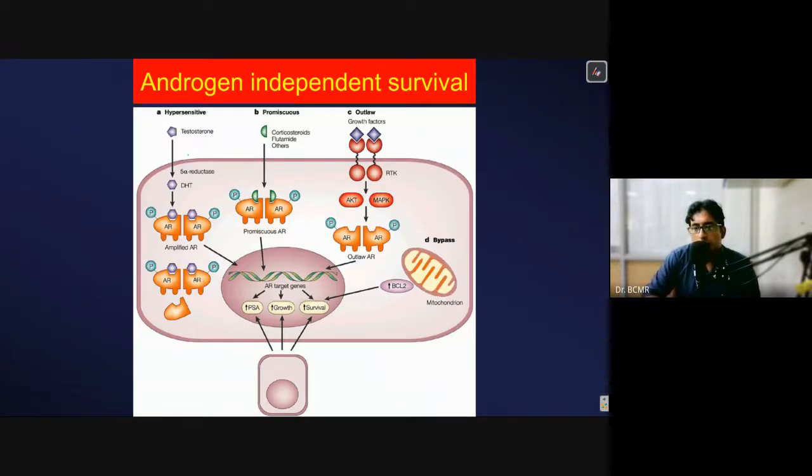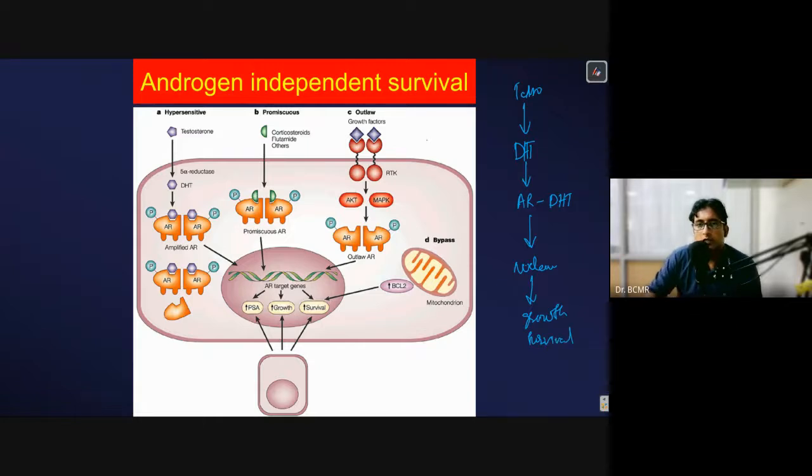So how does this happen? Let's just recollect. We have testosterone, which will enter into the cell. It will be converted into dihydrotestosterone. It will bind to the androgen receptor, and the androgen receptor will go into the nucleus, and there you will have growth genes expressed. Genes that are involved in growth and survival are expressed.